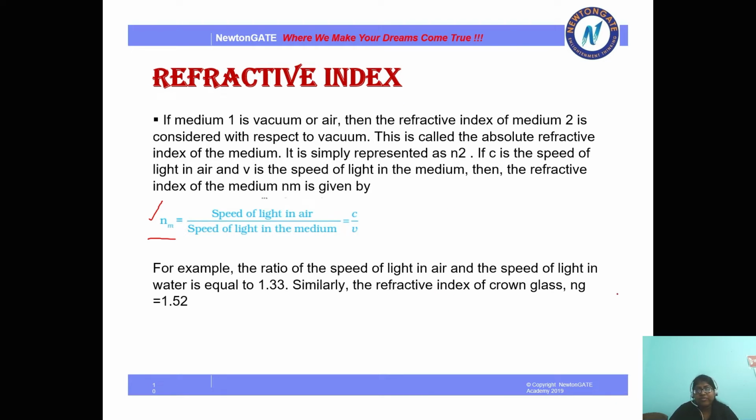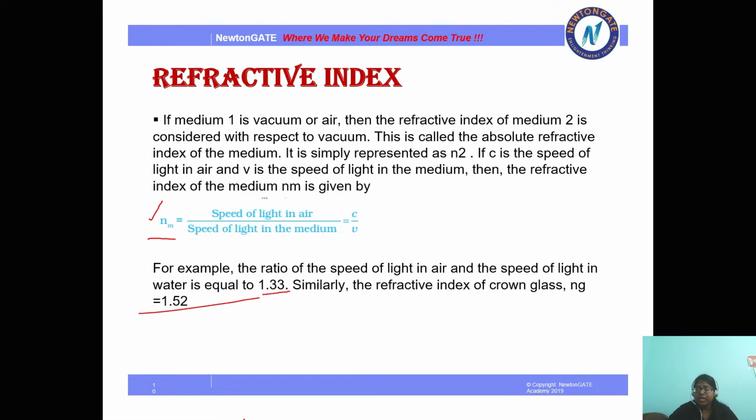And here I have given some examples so that you can understand. The ratio of speed of light in air to speed of light in water is equal to 1.33. So basically the refractive index of water is 1.33, whereas the refractive index of crown glass is 1.52.